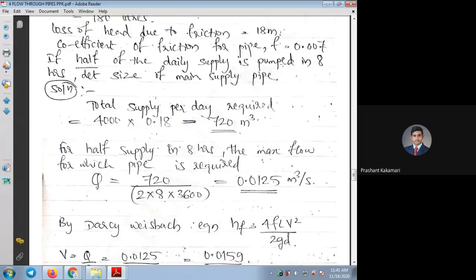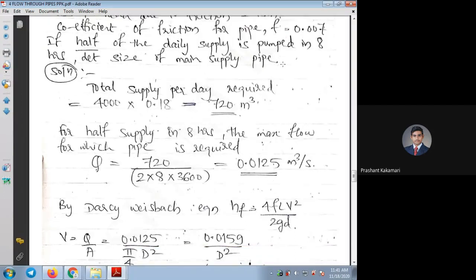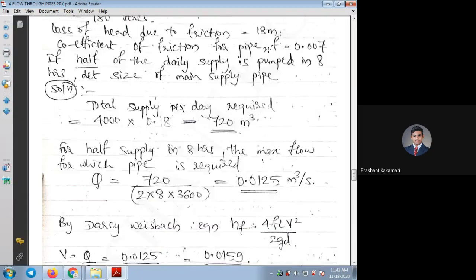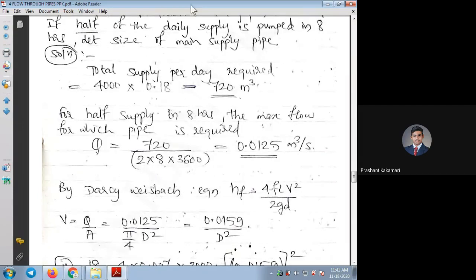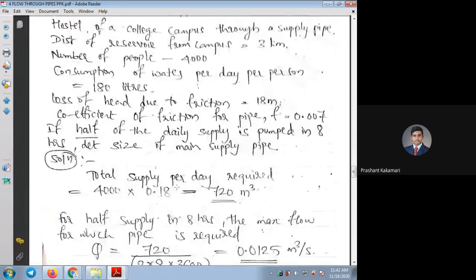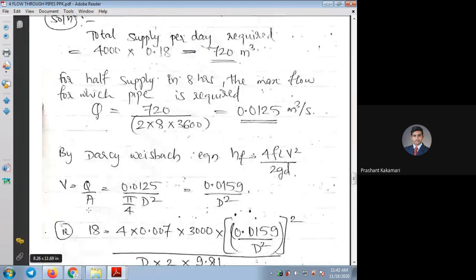Once you find out all these details, as you already know, Q is connected by the continuity equation, that is area into velocity. To find the velocity, I can relate V equal to Q by A. But here we don't know A either, and velocity of the flow is not given in the problem. So I can just write V equal to Q by A, that is 0.0125 divided by pi by 4 into d square. So I can write this velocity in terms of diameter. Why?